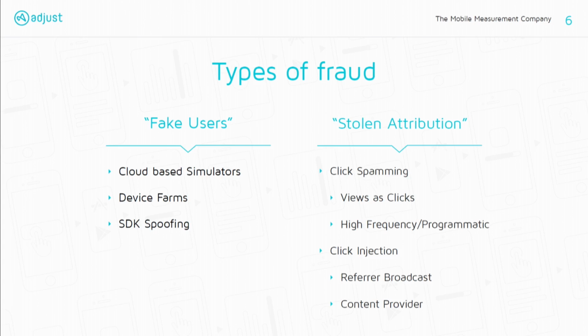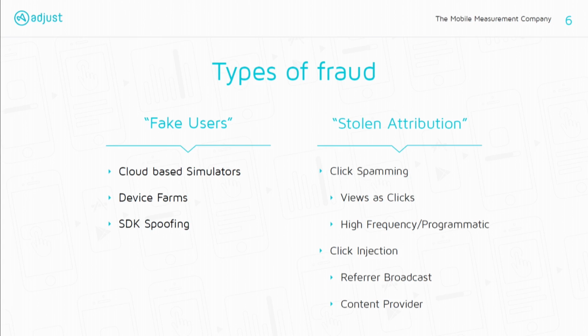a gigantic problem, is what we call stolen attribution, or formerly organic poaching. Instead of getting the correct attribution for your user, a fraudster manages to game the attribution for you. A very common type of this is click spamming. Click spamming basically means sending us, as an attribution partner, billions and billions of clicks and hoping for random matches with your users as they open the app.